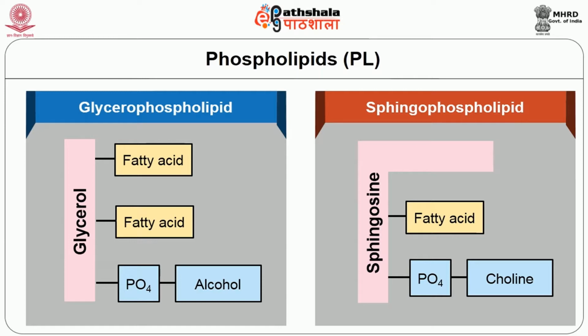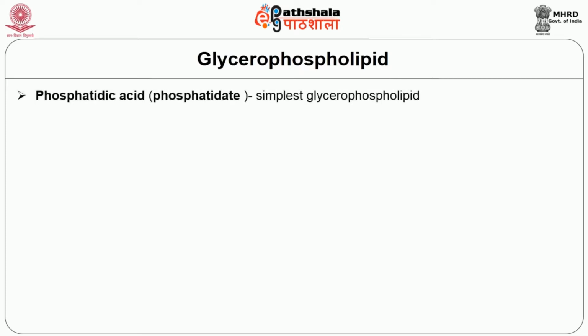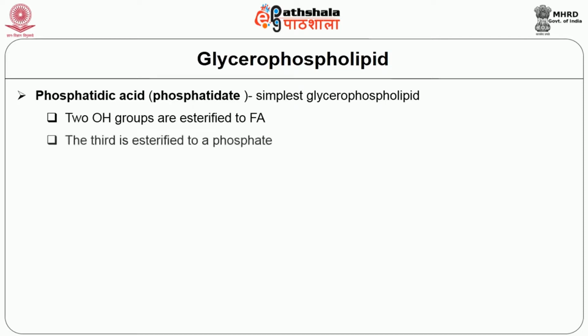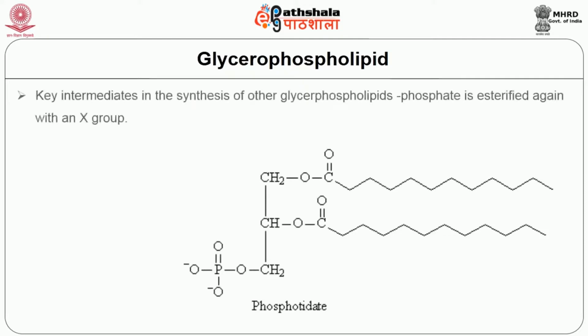Now let us look into glycerophospholipids. Phosphatidic acid, or commonly called phosphatidate, is the simplest glycerophospholipid. Two OH groups are esterified to fatty acids, and the third one is esterified to a phosphate. This is a key intermediate in the synthesis of other glycerophospholipids. The phosphate is again esterified with another X group. Let me make it very clear.